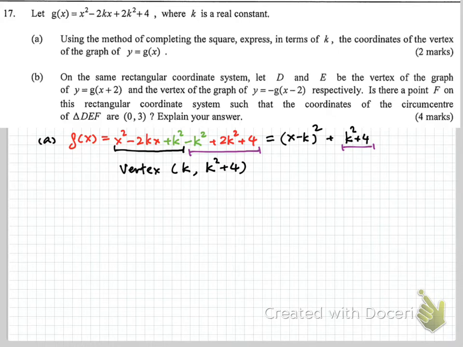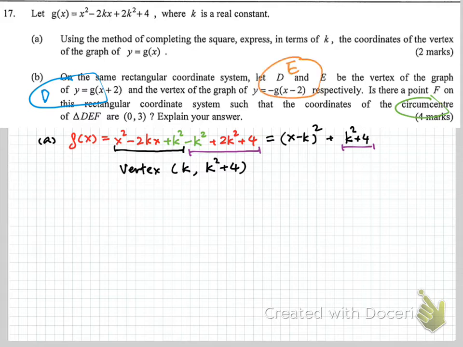Now the 4 marks will be a challenge on your understanding of the transformation and also on the idea of circumcenter. We'll talk about that later on. Now first, let's look at the transformation. We have point D, which is the vertex of this graph, and point E is the vertex of this graph.